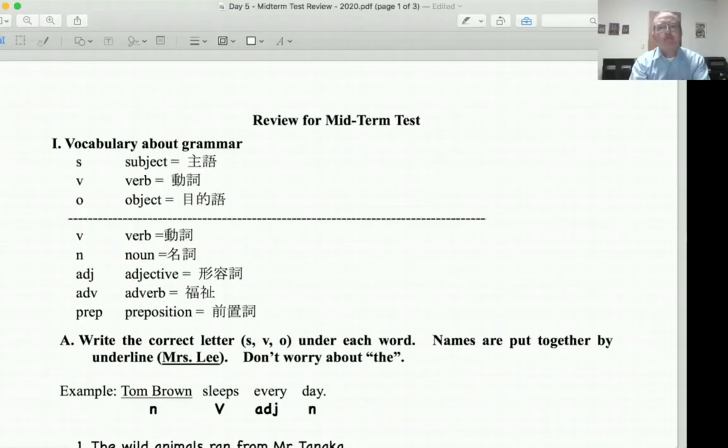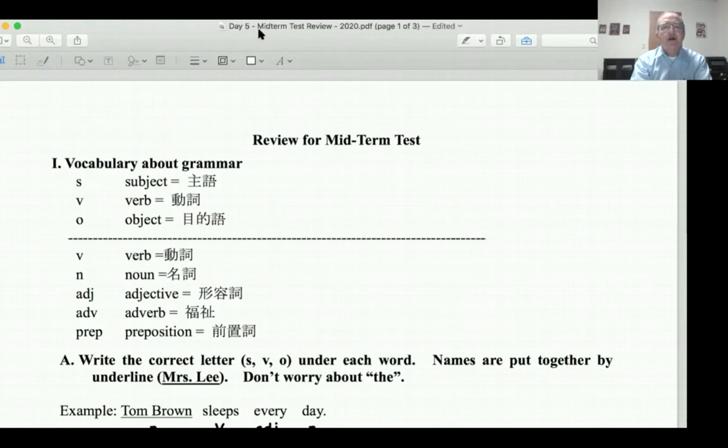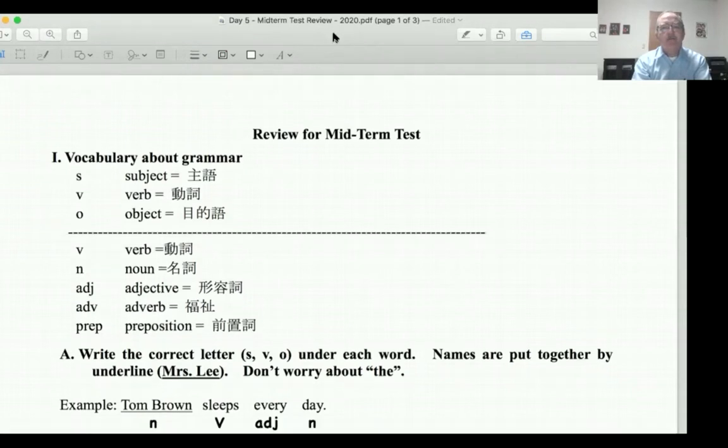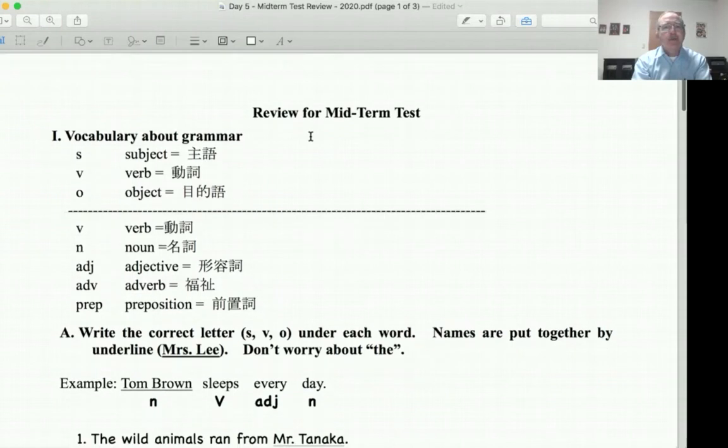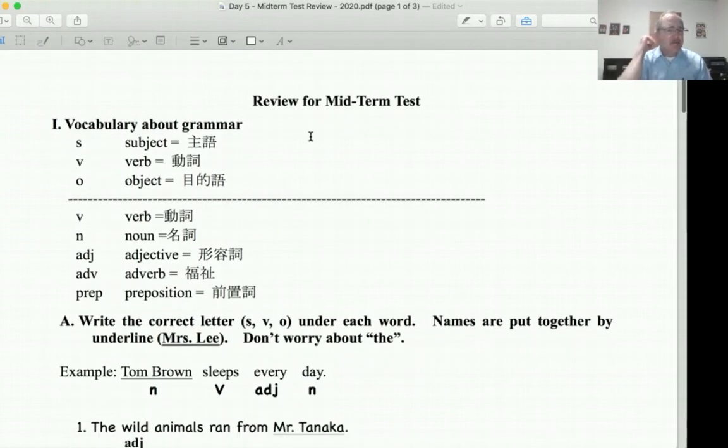Now, finally, the last thing we're going to do is I'm going to give you a test study paper. I'm not going to spend much time, but you can study this to see what's on your test. Your test is next week. Okay, now for your test. We have this paper here today. It's called Day 5 Midterm Test Review 2020. You need to download that from Google Classroom, and this tells you what will be on your test.